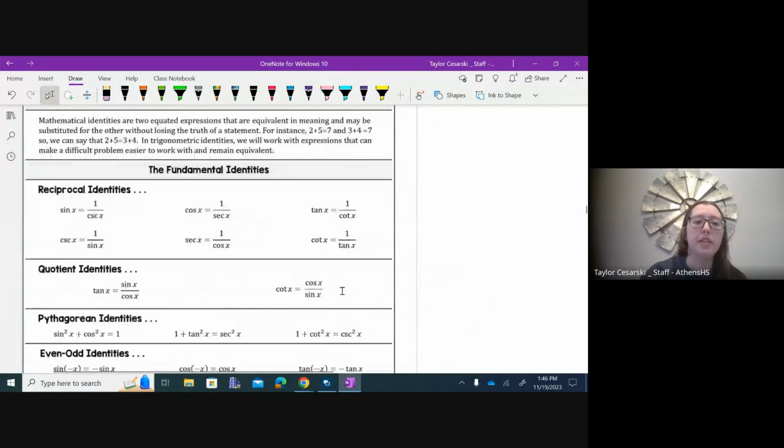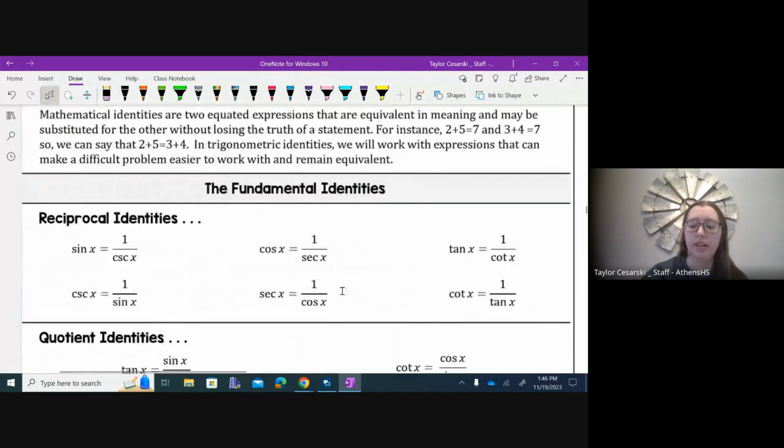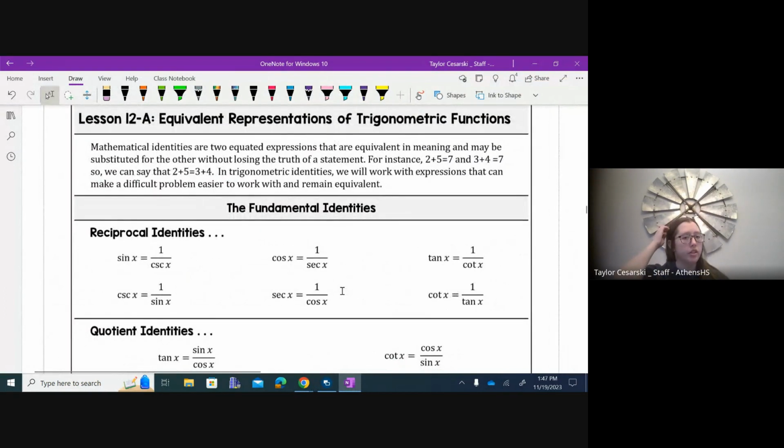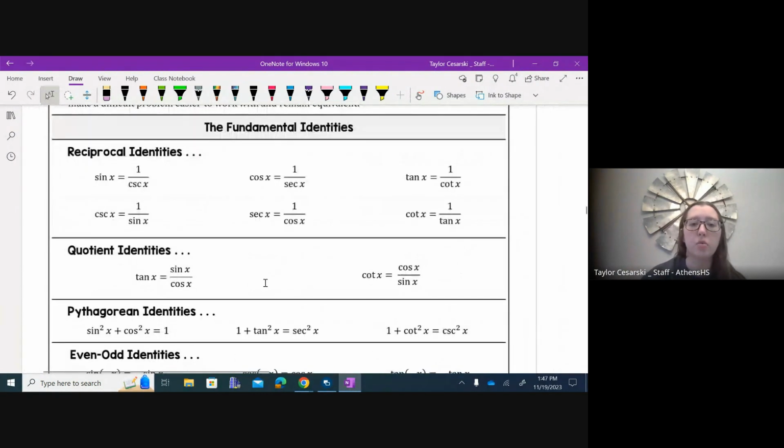312 is a big one. There's a lot of stuff that's going to be going on in here. So make sure this is one that you really understand as we move through this. All right, so these identities are ones that we talked about last time. Just look over them, make sure that you know those reciprocals and quotients.